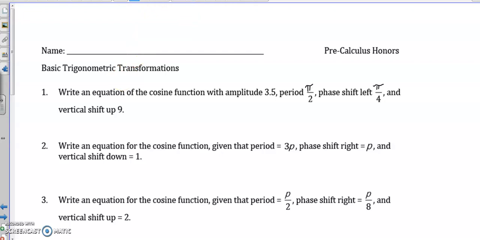All right, so I don't know if your packet came out this way or not. Everywhere there's a P in mine, that should be the pi symbol. So if yours came out like mine did, just fix those up. Those should all be pi's. So for the first one, write an equation of the cosine function. And so I mentioned that in the write-up for today's lesson.